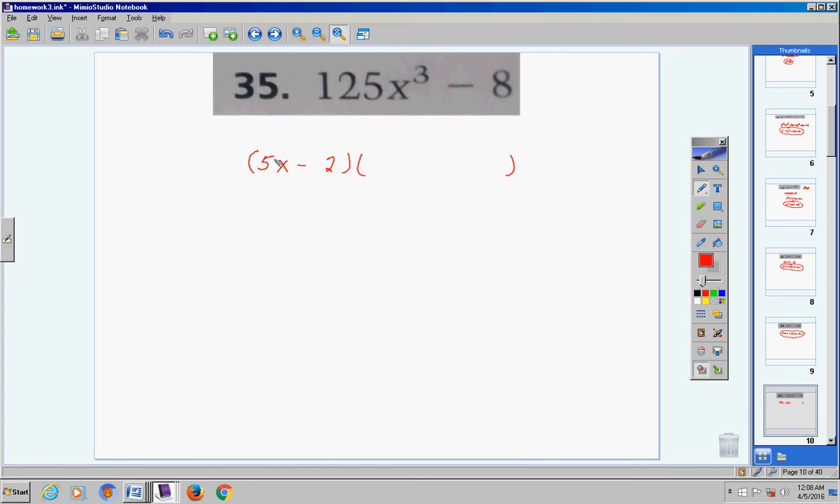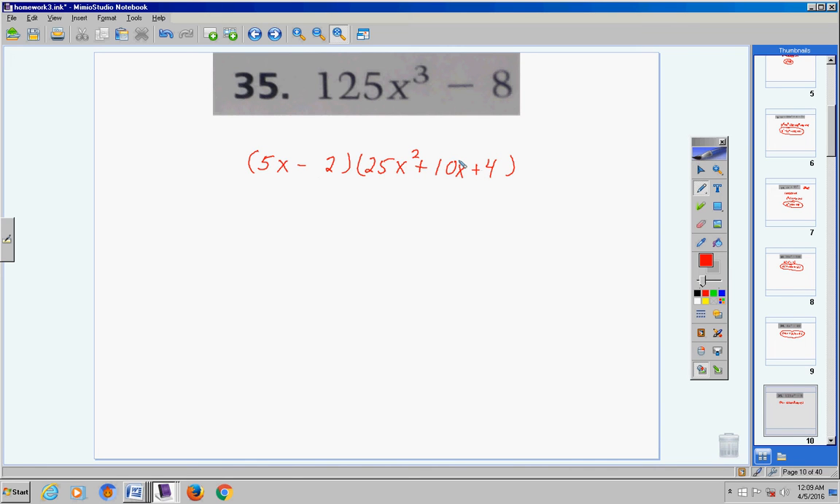Now, after you've done that, you take this term here and you multiply it by itself. So 5x times 5x is 25x squared. You take this term here, multiply it by itself. 2 times 2 is 4. Don't worry about the signs, okay? Take this term here times this term here. 5x times 2 is 10x. That goes right in the middle. Now, whenever this is negative, everything over here is positive. You have to memorize that.